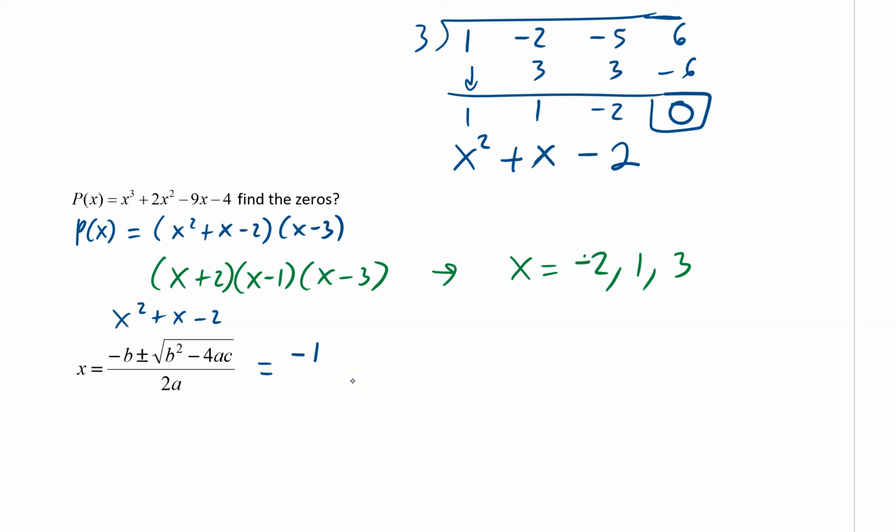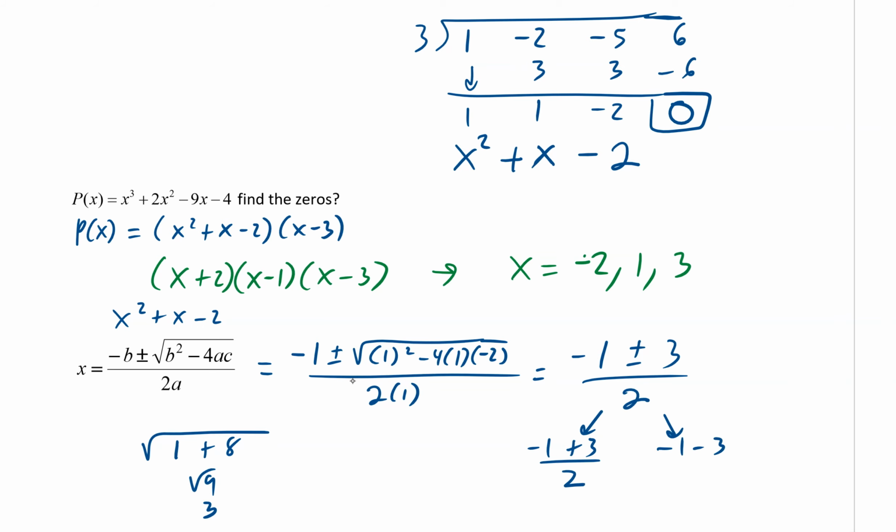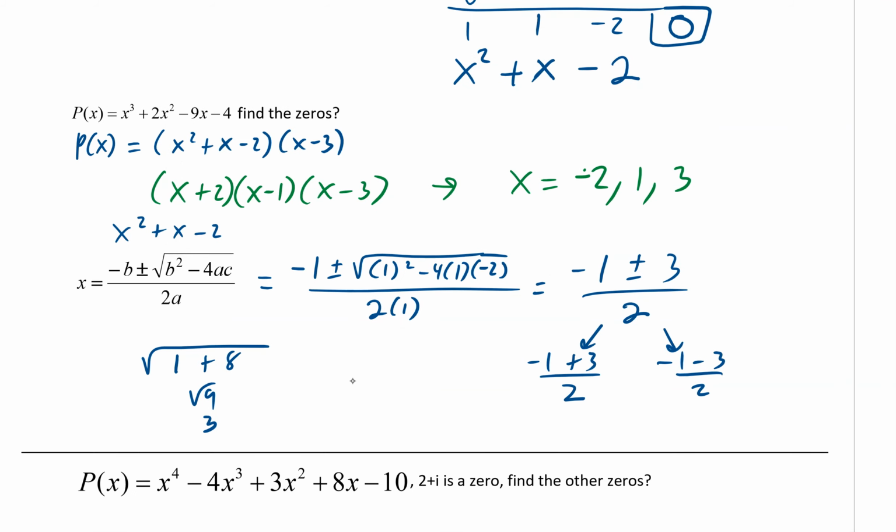So this would be negative 1 plus or minus the square root of 1 squared minus 4 times 1 times negative 2. I'm not writing out a, b, and c because I'm assuming you're good at this now. Then we work on the radical. That would be 1 plus 8, which is square root of 9, which is 3. So putting that back in, and then we split. We have negative 1 plus 3 over 2, and negative 1 minus 3 over 2. Which gives us 2 over 2, which is 1, and then negative 4 over 2, which is negative 2. And there you go. There's the other 2.